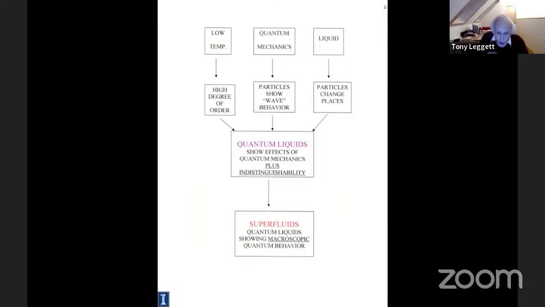So let me just try to elaborate a little on the various ingredients that we need to make a quantum liquid.